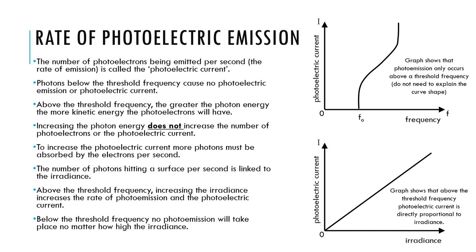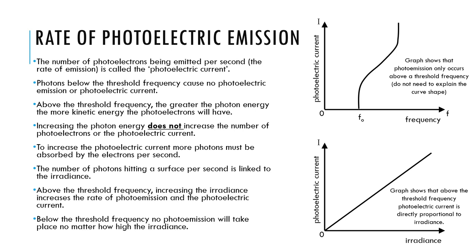It doesn't speed up the current. Now, this is a common mistake: if you put high energy photons in, you're not going to increase the number of electrons coming off. You increase the speed at which the electrons come off, which is fine, and you can work that out using the kinetic energy, but you're not going to increase the current, you're not going to increase the number of electrons that come off per second. In order to increase the number of electrons coming off per second, you need to increase the number of photons you have to start with.